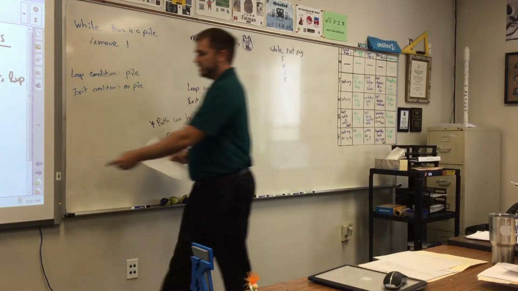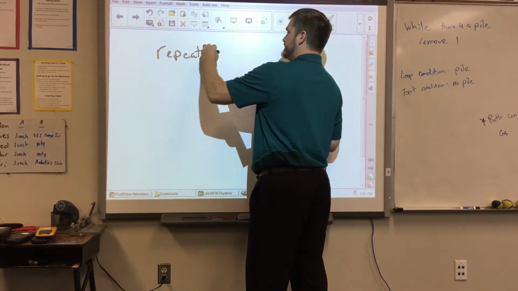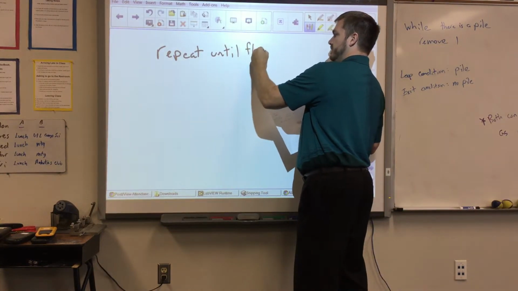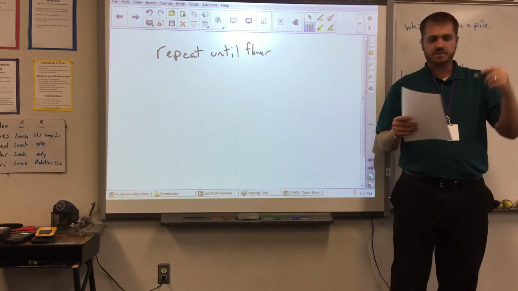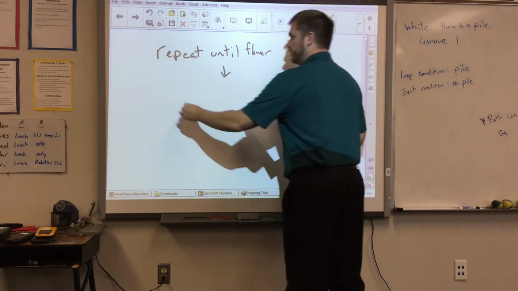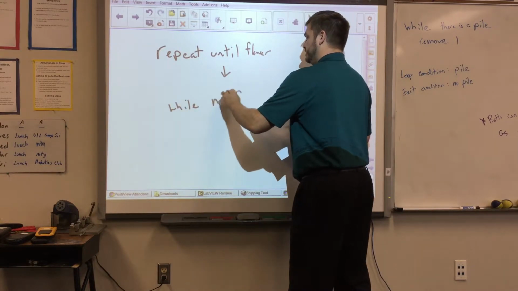I think in the bee problems, sometimes you see something like repeat until you hit a flower. Is that right? Does that sound right? Like it repeats until you hit a flower? How could you convert that into a while loop? Well, there's no flower. While you're not at the flower.